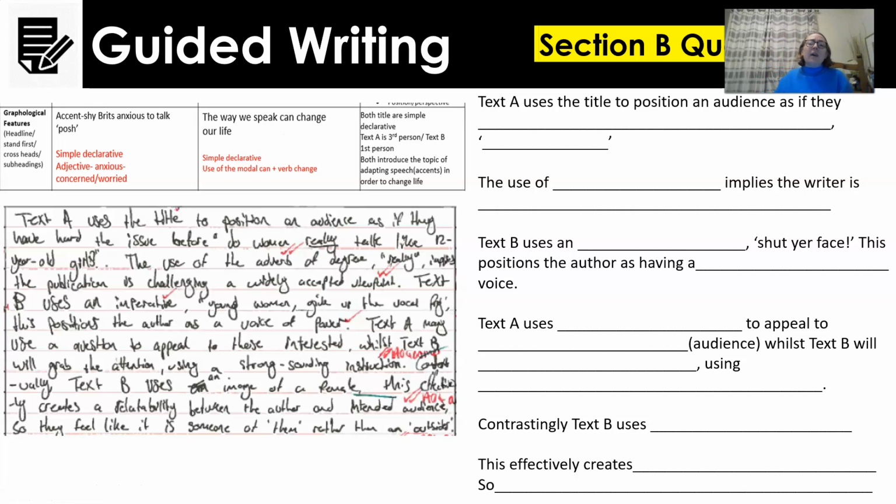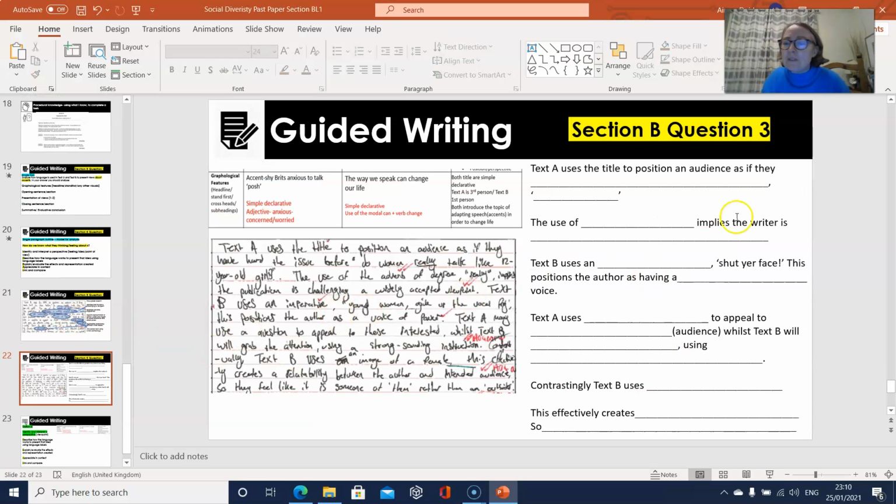So we're going to use this information, both titles. Well, we're going to have to change that. One title is a simple, one's a complex declarative. Text A is third person, text B is first person, but both are introducing the topic of adapting speech. Now, this is our A graded student. And what I've done here is I've started to lift words or phrases from the paragraphs of our A grade student so that we could begin to edit them to make them our own. So I'm just going to do this so we can do some shared writing.